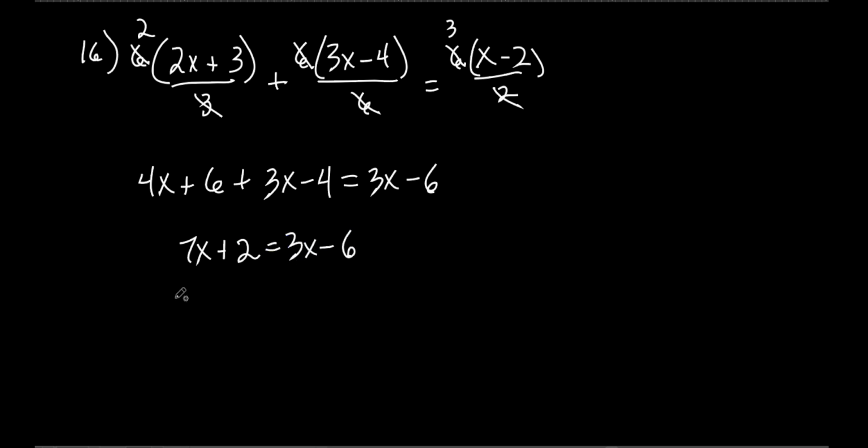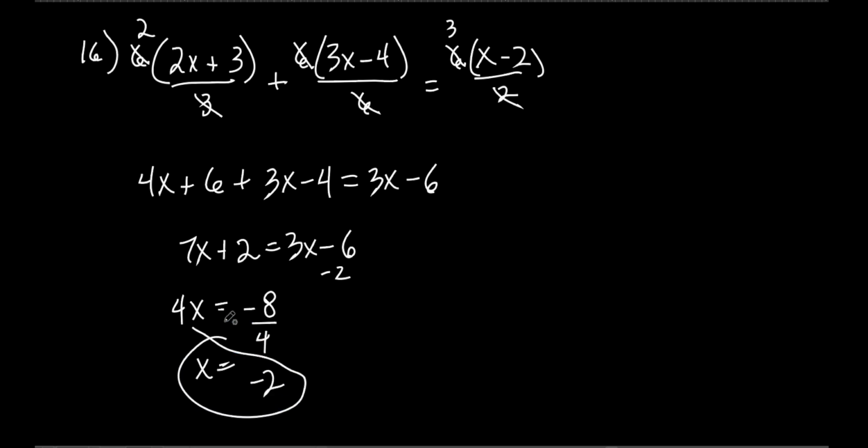Subtract a 3x from both sides, what do you get? 4x. Subtract a 2 from both sides, what do you get? Negative 8, right? Subtract a 2, it's negative 8. Divide by 4, right? Divide by 4, x is negative 2. That's your answer. Simple as that.